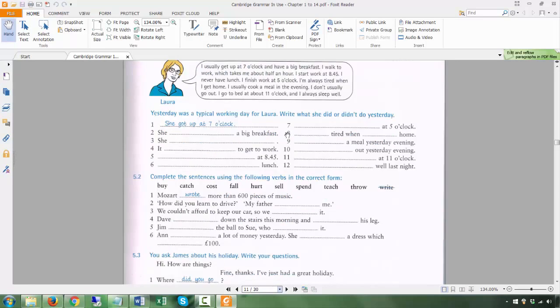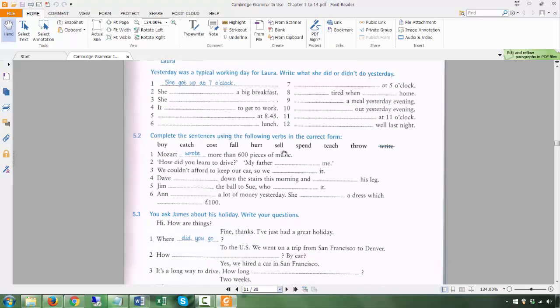Just putting all this in the past. Whether it's positive, negative, or question, this is all in the past simple. But I think it's either positive or negative here. You don't have a question here. Then pick one word, put it in the correct verb. This is all past simple. Remember, we're all using past simple.